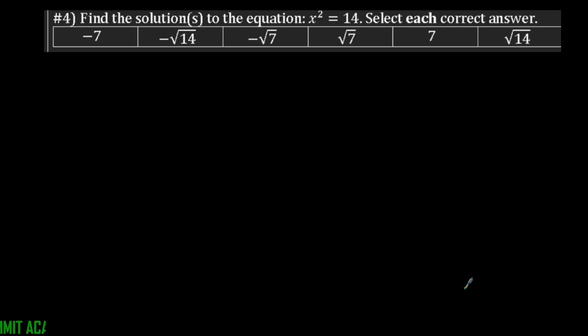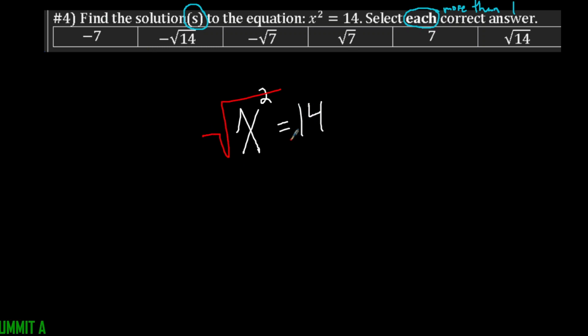For number 4, it says find the solutions to the equation x squared equals 14 and select each correct answer. So make sure you're noticing, again, when it says each, that usually means more than 1. And you could also see it with the s in the parentheses. That usually means there could be more than 1. So when you take the square root of both sides, I'm going to say x squared equals 14. That just means I have to take the square root. Inverse operation is to take the square root.